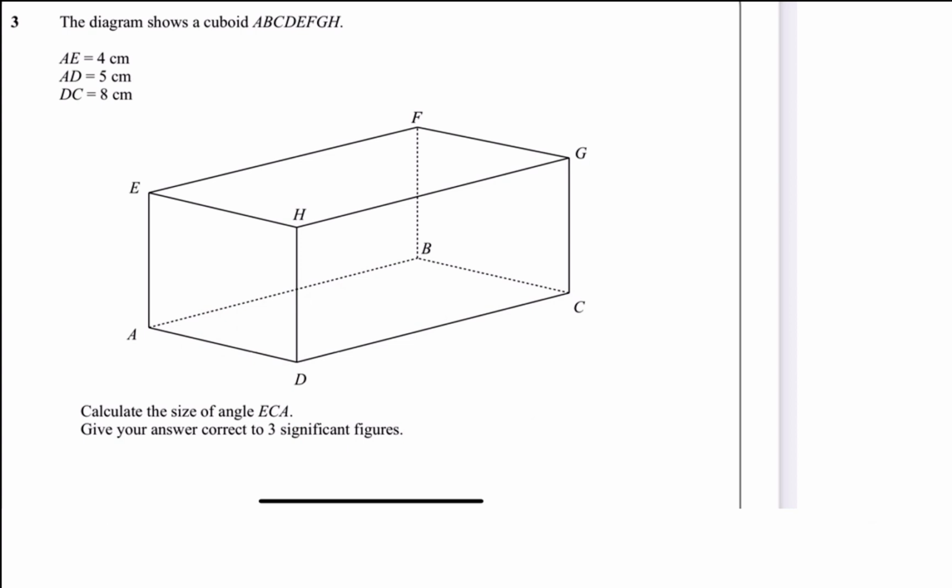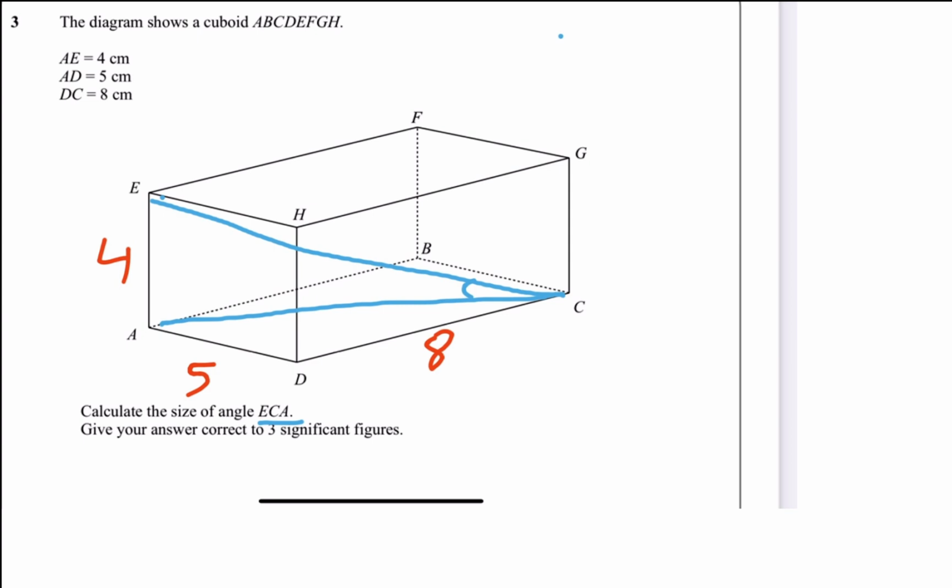For this next question, we're going to label our sides again. AE is equal to 4, AD is equal to 5, and DC is equal to 8. So 3 sides have been given to us, and we can use that to work out, and the question changes slightly, angle ECA. So watch what I do here. I draw a line from E to C, and then C to A. So it's this angle here.